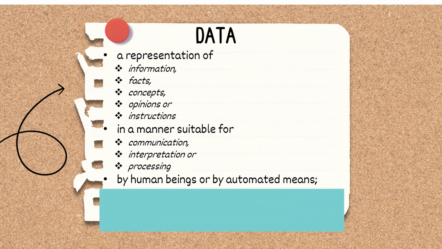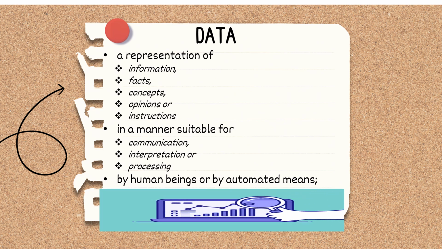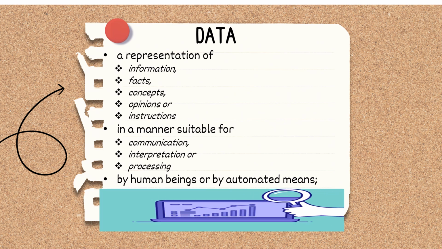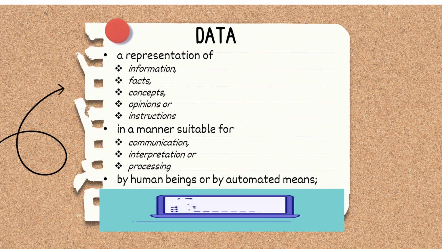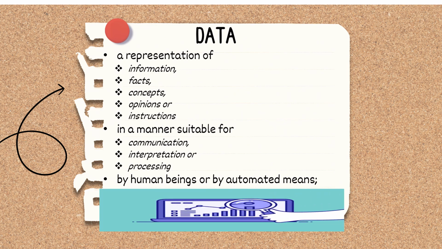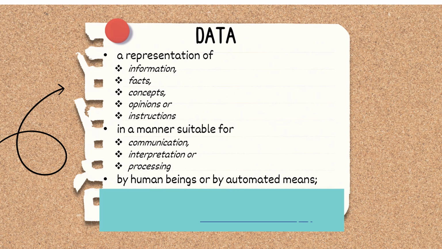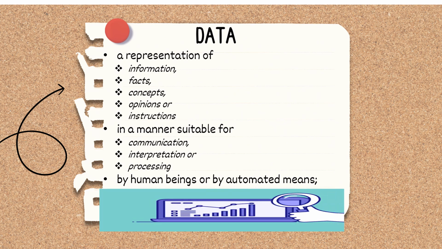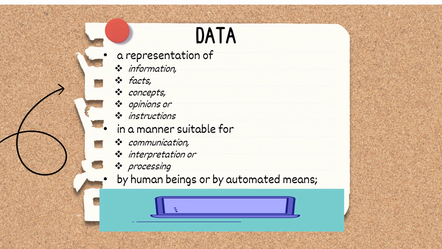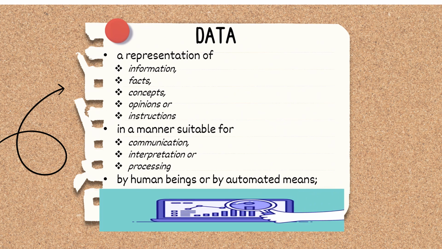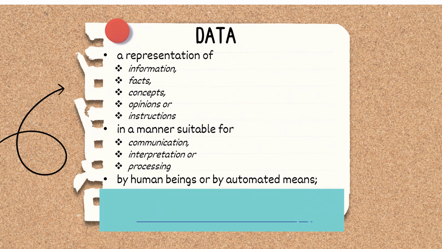Now, this data should be in a manner which is suitable for communication, interpretation, or processing. So, data can be in a form that can be shared or transmitted. For example, a text message sent from one mobile device to another mobile device. That becomes an example of communication.